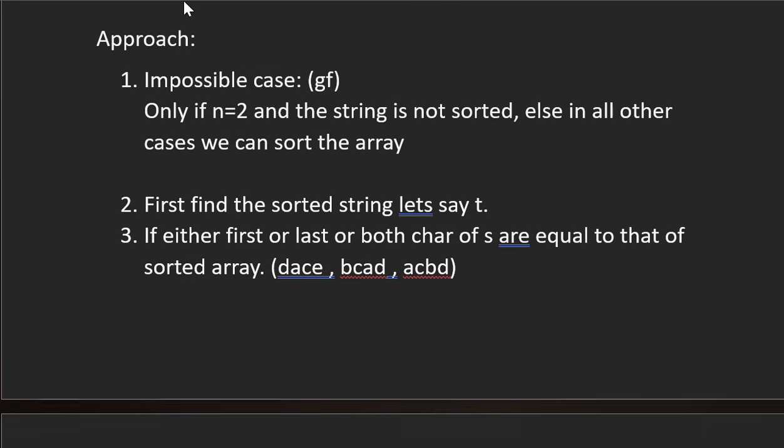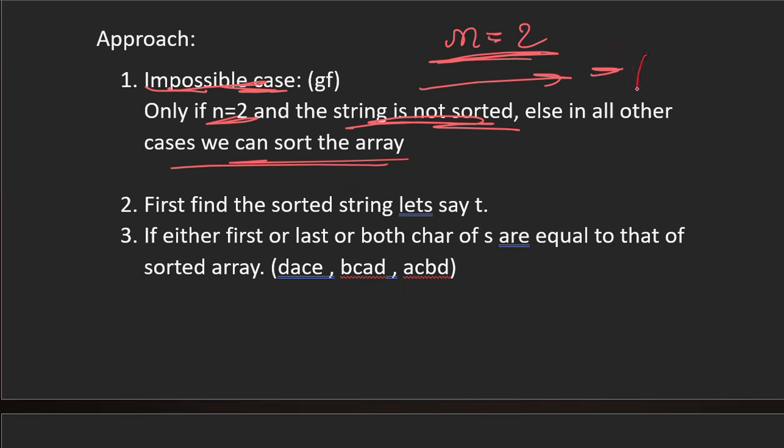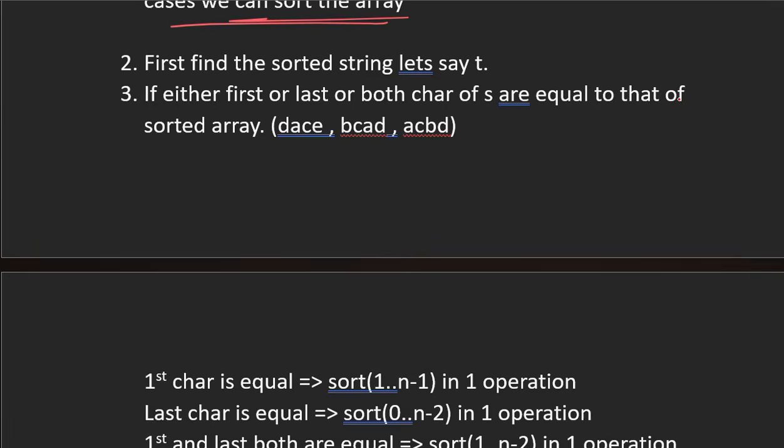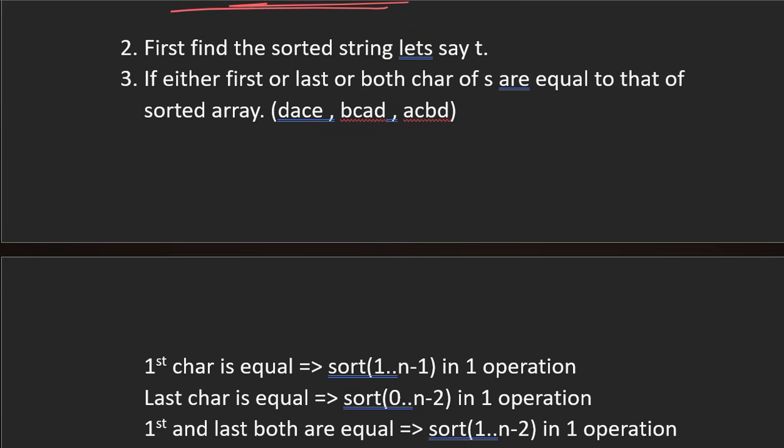So what we do is we'll start with the impossible case, like when is it impossible for us to sort the string. For that, if the length of the string is 2 and the string is not sorted, then there is not any single operation by which we can sort the array. So in that case we will directly return -1, right? This is the only single case where we can't sort the string. So in other cases what we can do is we'll first find the sorted array, right?